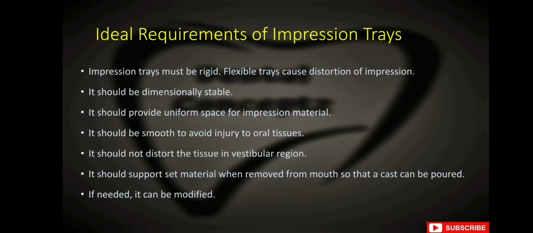What are the ideal requirements of impression trays? The impression trays must be rigid. Flexible trays cause distortion of impression. It should be dimensionally stable. It should provide uniform space for impression material. It should be smooth to avoid injury to oral tissues.